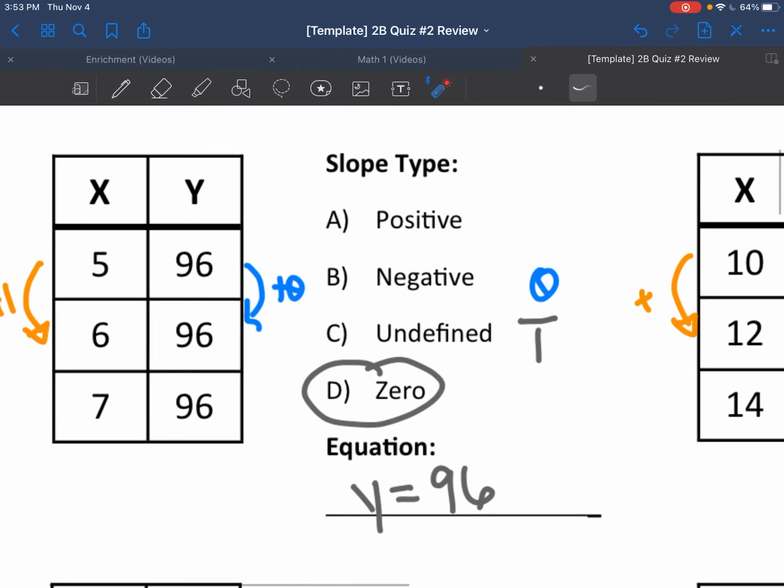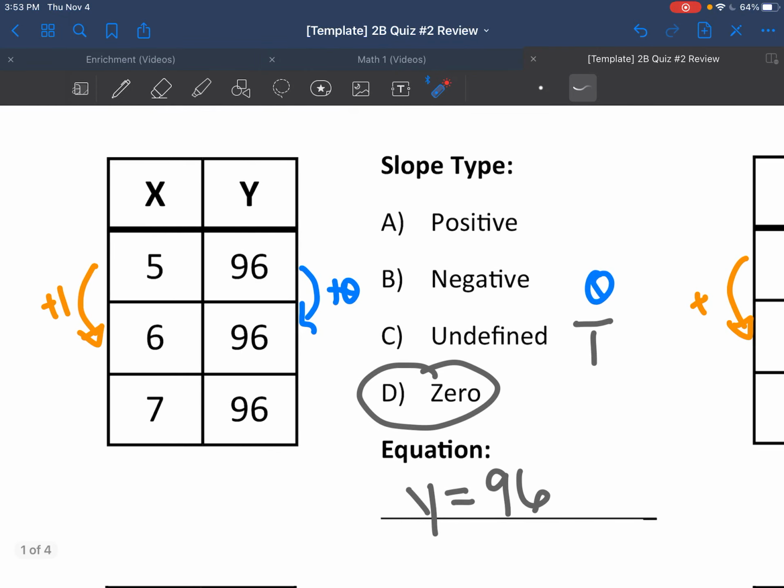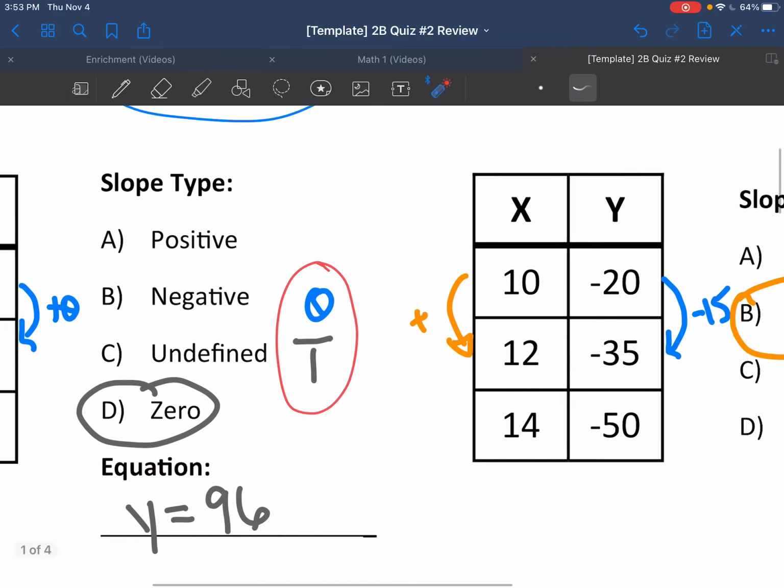All right, looking at this graph here, our x's are adding by 1, our y's are adding by 0. So when we rewrite that as a slope, it's 0/1. And if we do that in our calculator, that gives us a 0 slope. And y is always 96, so that's why we have y equals 96.